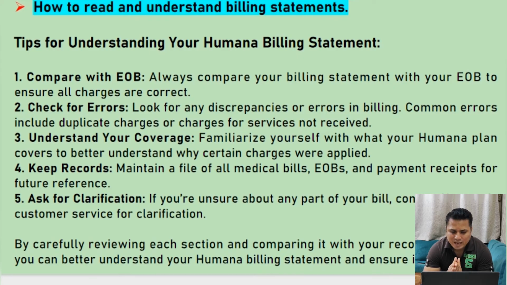Number 3, understand your coverage. Familiarize yourself with what your Humana plan covers to better understand why certain charges were applied. Number 4, keep records. Maintain a file of all medical bills, EOBs, and payment receipts for future reference. Number 5, ask for clarification. If you are unsure about any part of your bill, contact Humana's customer service for clarification.